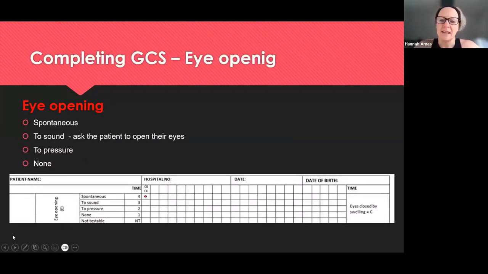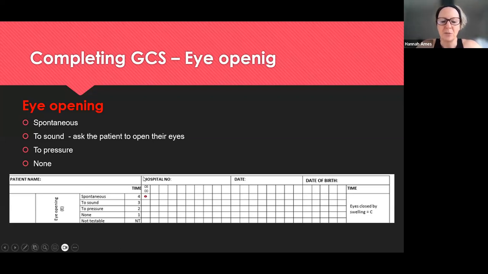So completing the GCS, you'll know that it's made out of 3 components. Eye-opening is the first one, so eye-opening spontaneously, eye-opening to sound. So this is new terminology. You might have heard it as eye-opening to voice, but it's now to sound, to pressure instead of pain, and no response. Now, your patient actor is most probably going to be awake with their eyes open, and so you would just need to verbalise, I can see that you've got your eyes open and you're opening them spontaneously. And you would mark that with a dot on your GCS chart.